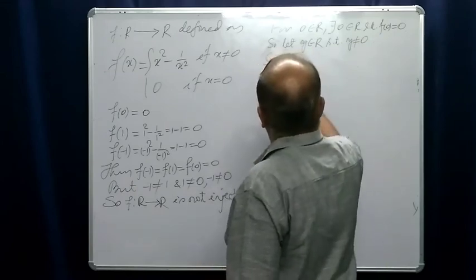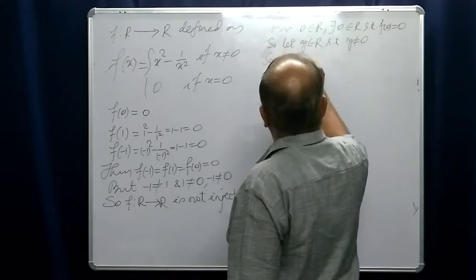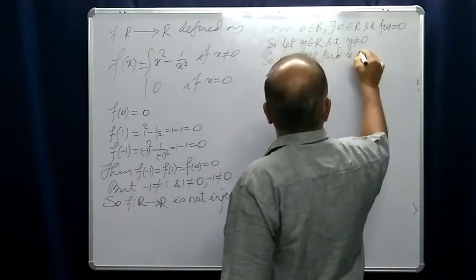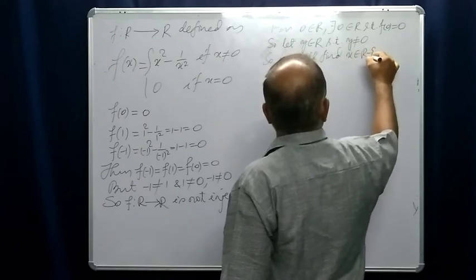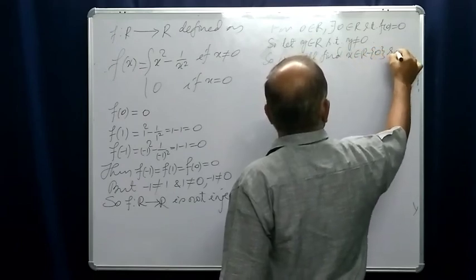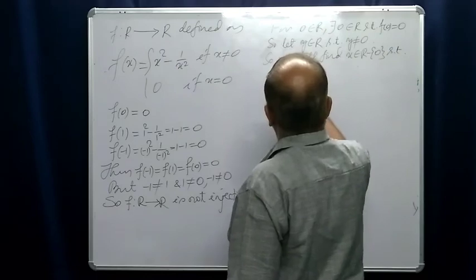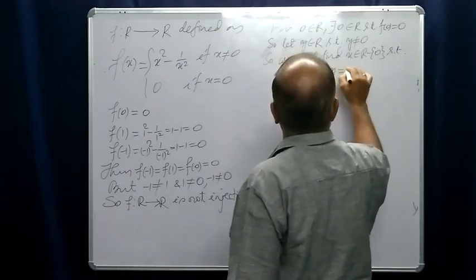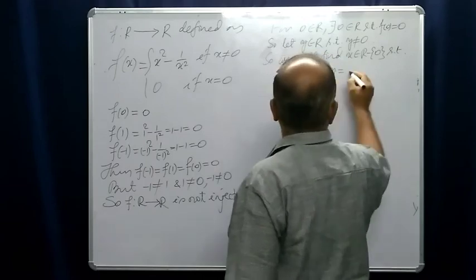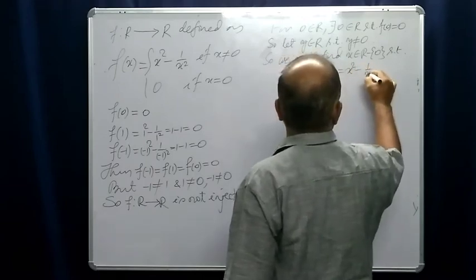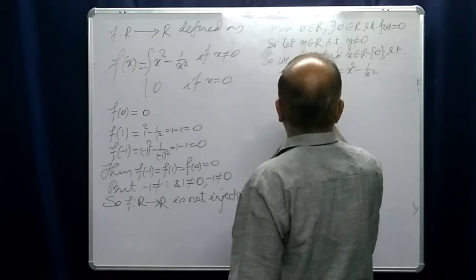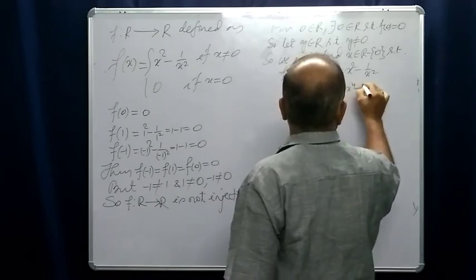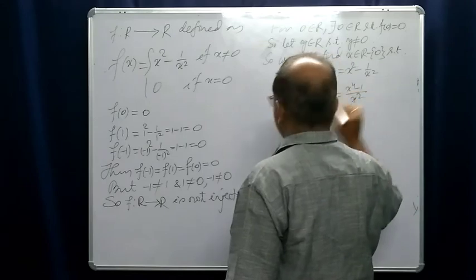So we will find x belongs to R minus 0 such that f of x is equal to y. If y is equal to what? f of x is x square minus 1 by x square. That is, if y is equal to x to the power 4 minus 1 by x square.